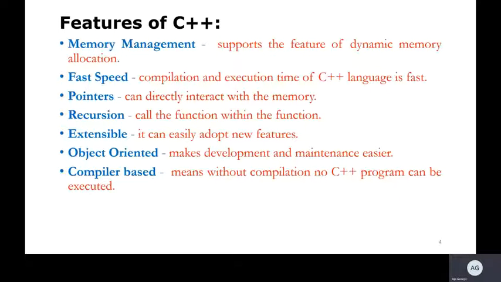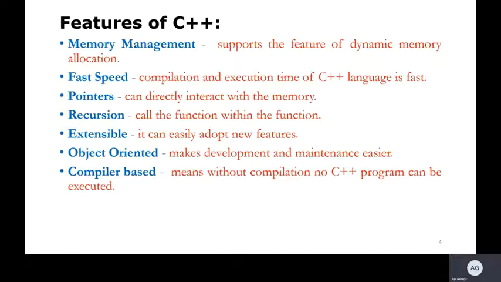Another feature is related to memory management, here dynamic memory management. Then fast speed. The compilation and execution time compared to C language, C++ is much faster. And pointers can directly interact with the memory. You use recursive functions, say when you do the factorial, you have a recursive function, that is, you call a function within a function. Also, you can add new features to it, so it is known as extensible.